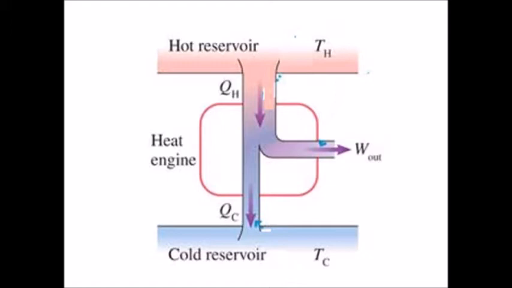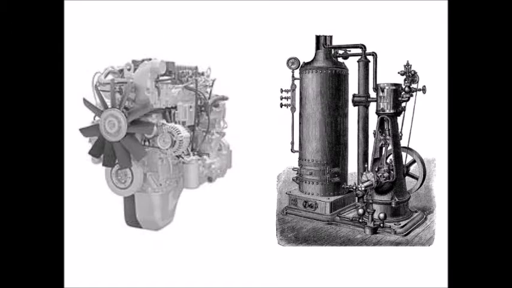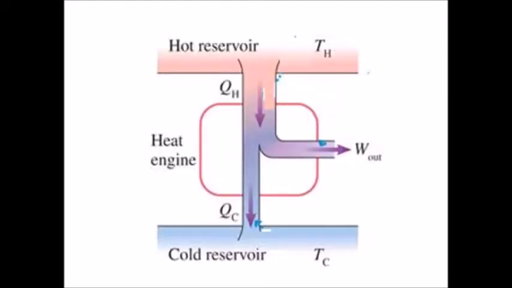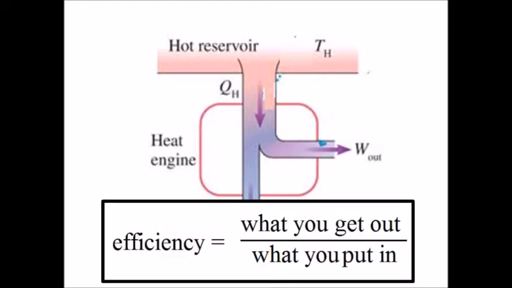So what is that hot reservoir? Well, that's a tough question. You can think about it as the chemical energy of the coal or the chemical energy of the gasoline. We'll do more on this in the next chapter as well. But since we have an input and an output here, we could talk about the efficiency. The efficiency, what you get out divided by what you put in. The work out divided by the QH.